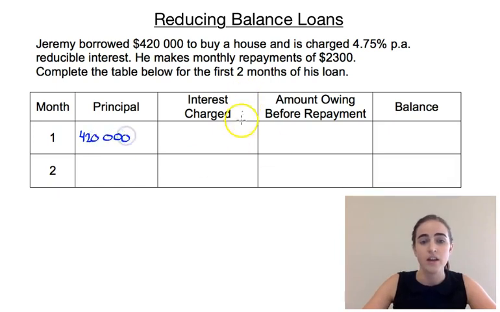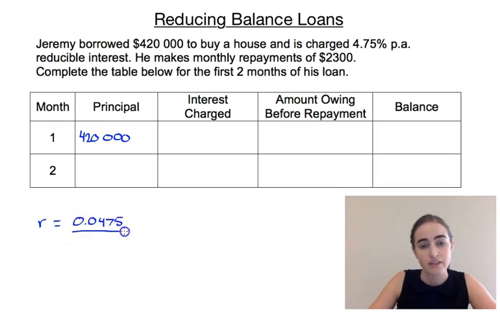$420,000. Now to calculate the interest for that first month, the interest he's charged is 4.75% per annum. But because we're talking about months, the interest rate that we're going to be talking about is going to be 0.0475 divided by 12. So that's because we're looking at the interest rate monthly, not annually. So we're going to have this rate of that initial amount. So in your calculator, you're going to put this fraction times that 420,000, and you should end up with $1,662.50.